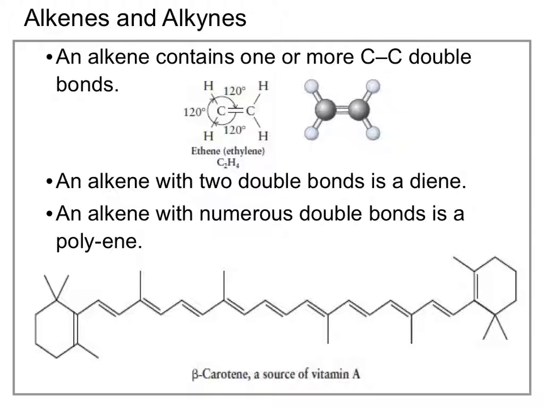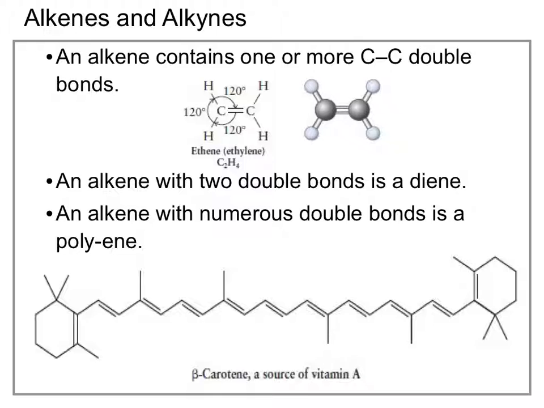An alkene is a compound which will contain 1 or more carbon-carbon double bond, such as we can see right here. Carbon double bonded to a carbon. And so now this carbon has 2 bonds, meaning we only need 2 hydrogens on each carbon in order to form the octet.